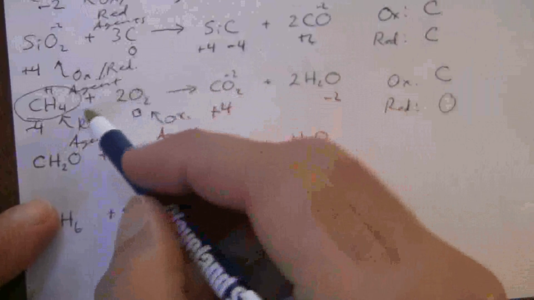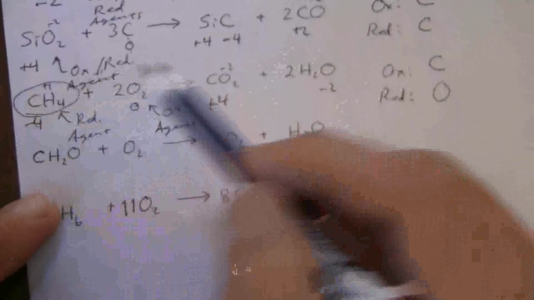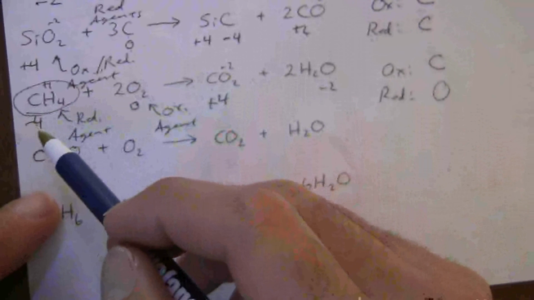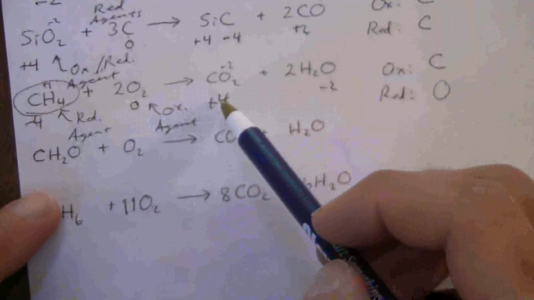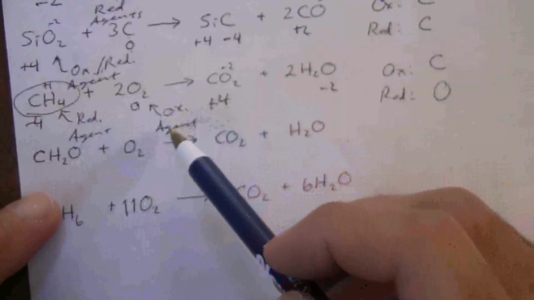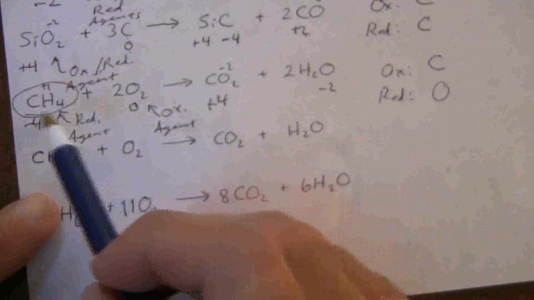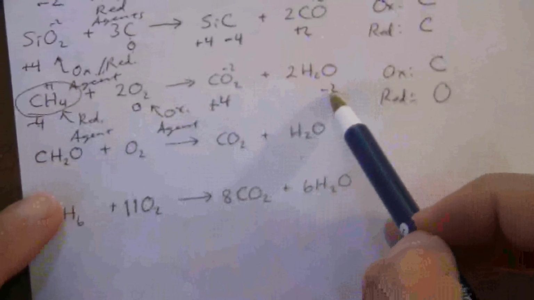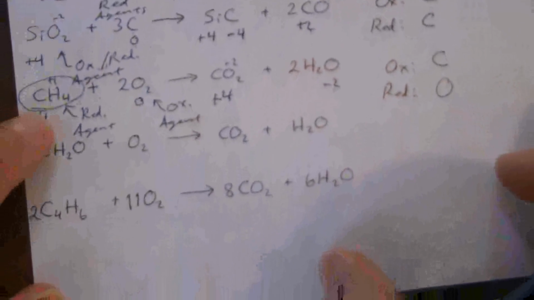Well, I take that back. We look at this, and the carbon is going from -4 to a +4, okay? And so it's being oxidized, so it's being oxidized by the oxygen, okay? And yes, I am correct here in saying this. The methane is the reducing agent. It's reducing the oxygen from 0 to -2. Okay, so this one is more typical than the other ones that we're looking at here.